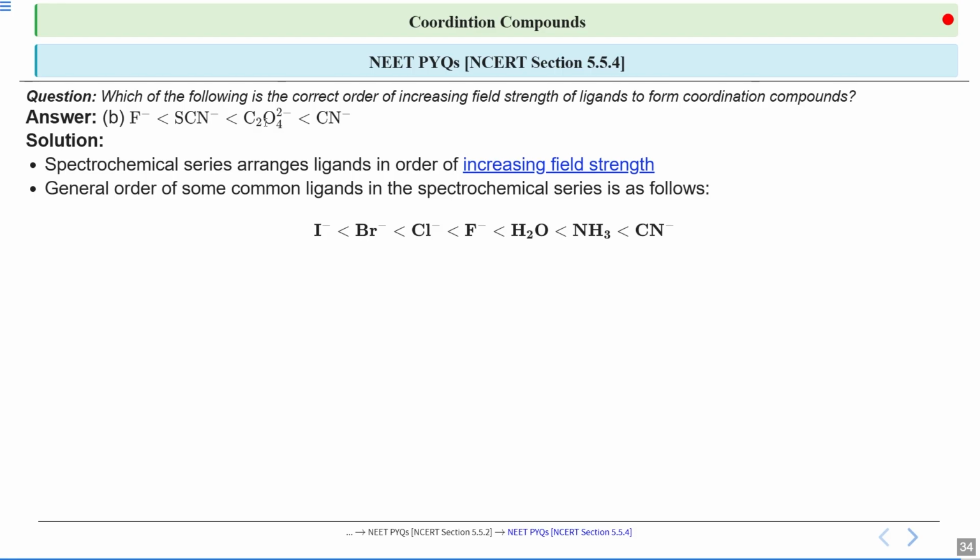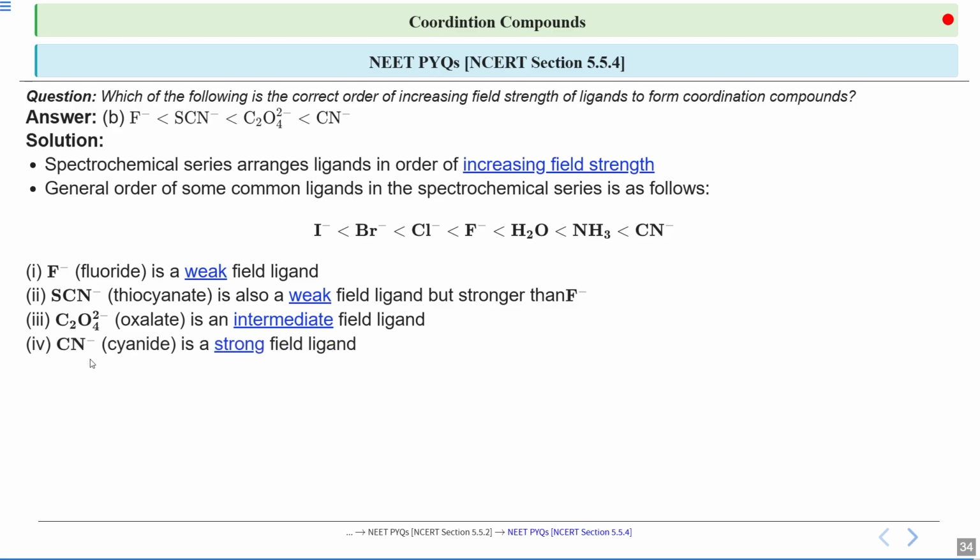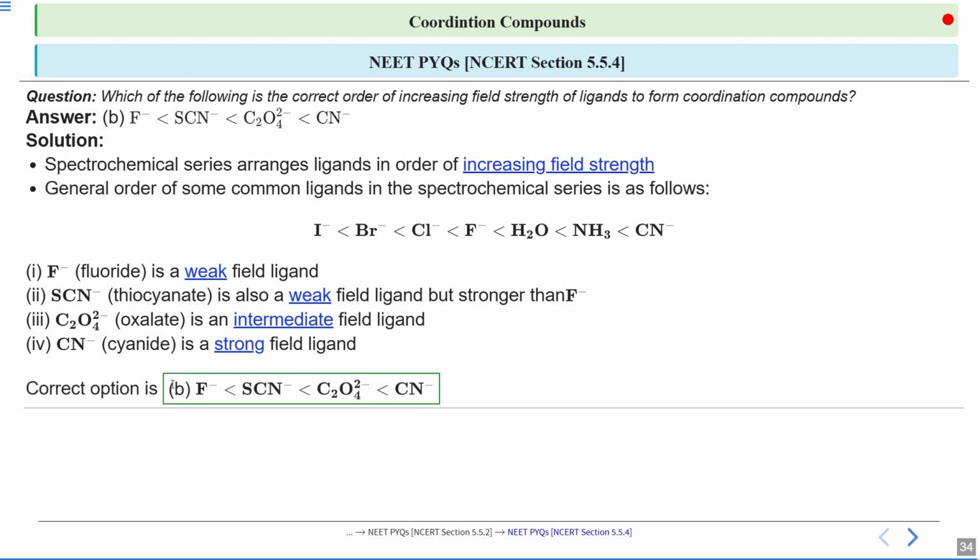You just have to identify the ligands that are already given in our options. So fluoride is a weak field ligand. SCN−, thiocyanate, is also a weak field ligand, but it is comparatively stronger than F−. Then comes the oxalate ion, which is an intermediate field ligand. And then the cyanide ligand will come, which is the strongest field ligand. So the correct order is present in option B. That is, the strongest field ligand will be cyanide, then C2O4 2−, then SCN−, and then F−.